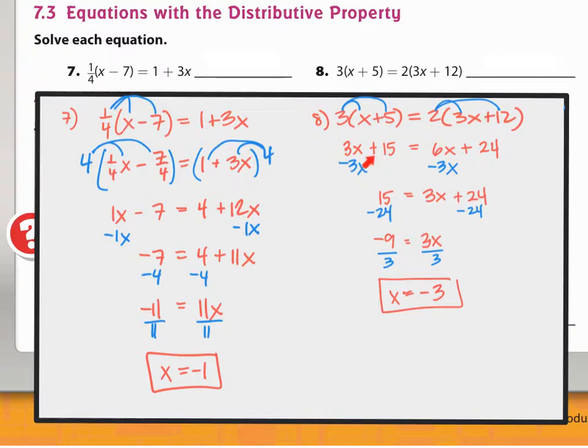On number 8, you have to do distributive property on both sides. So you can see my lines going from the 3, multiplying inside, and then from the 2, also multiplying inside. I get 3x plus 15 equals 6x plus 24, and then I go through and, again, do the same process. So I get x equals -3 for that one. Okay, go ahead and pause it now if you need some time to copy this.